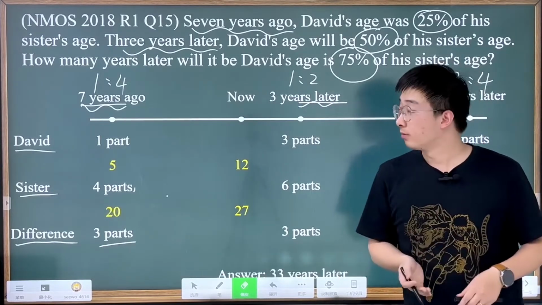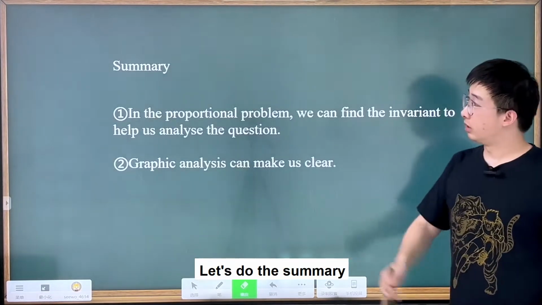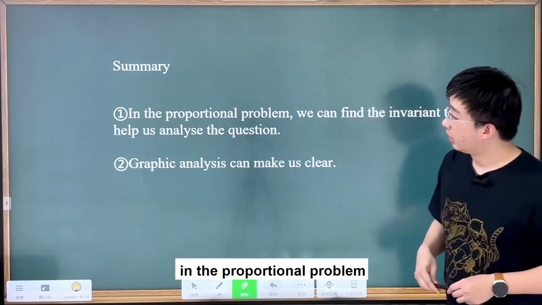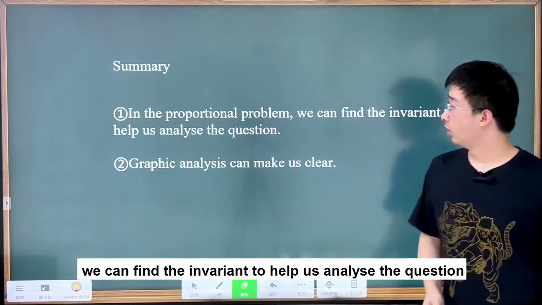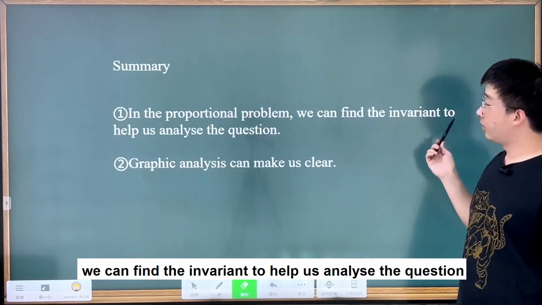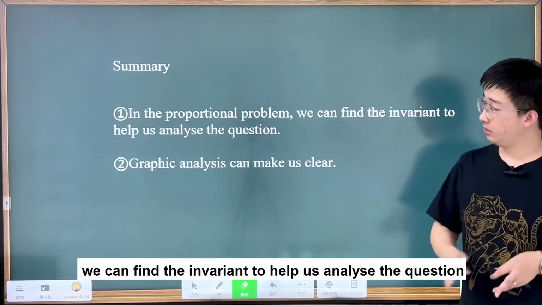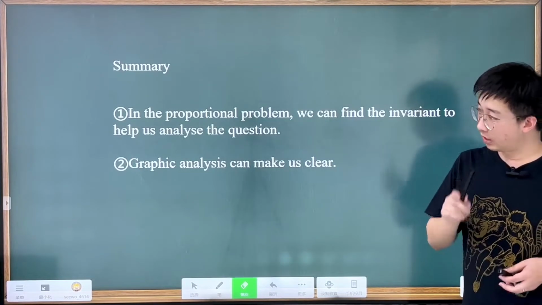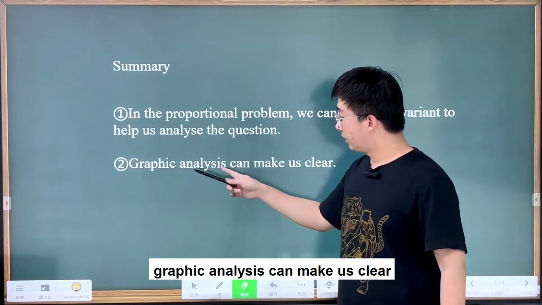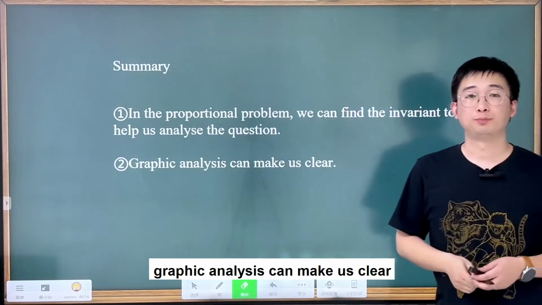We have finished it. Alright, let's do the summary. First, in the proportional problem, we can find the invariant to help us analyze the question. Second, graphic analysis can make us clear.